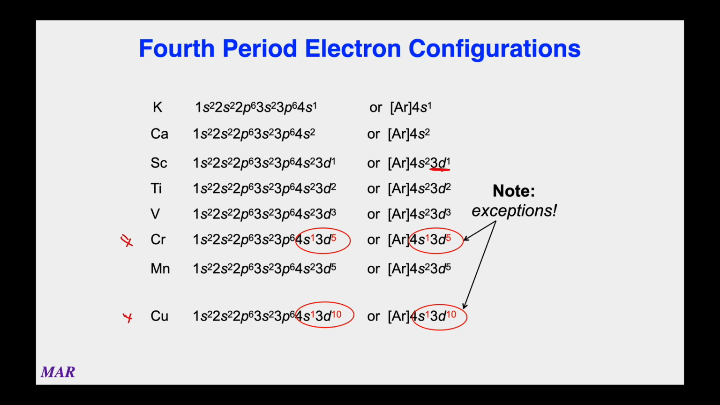So for example, for chromium, I would expect you probably to just put down argon 4s2, 3d4, but if you put down the actual configuration, argon 4s1, 3d5, awesome, I'd give you credit for both. And the same for copper. Copper should be 4s2, 3d9 officially, but for whatever reason, it's argon 4s1, 3d10. And again, there are other exceptions on top of this. You'll see it in the textbook and stuff like that.